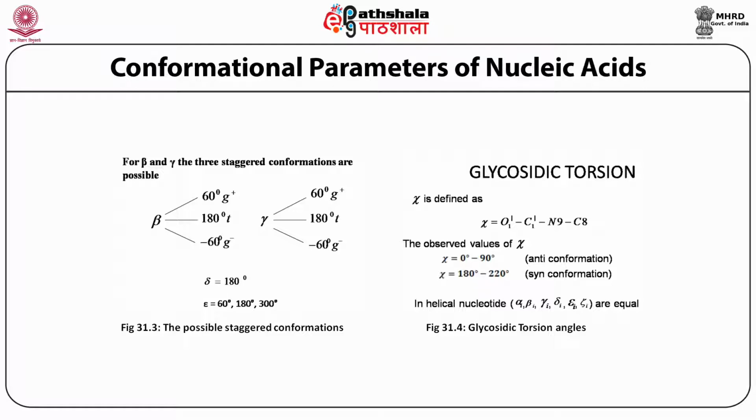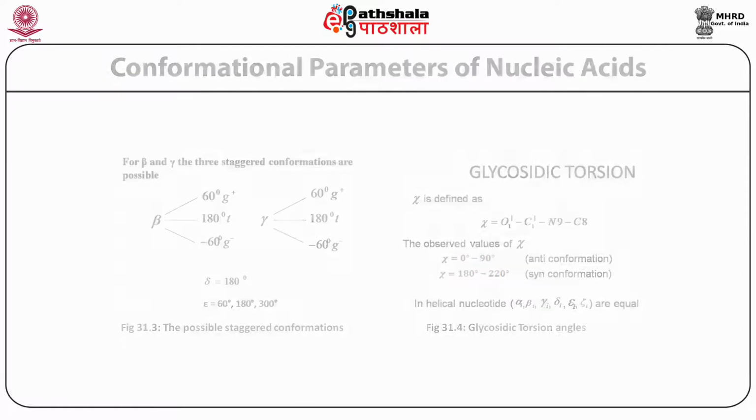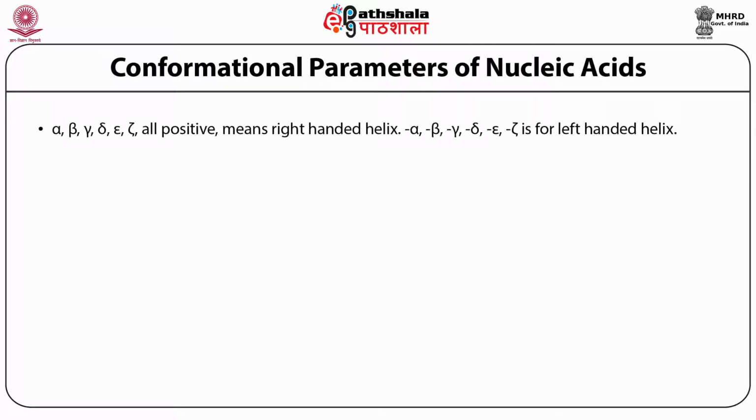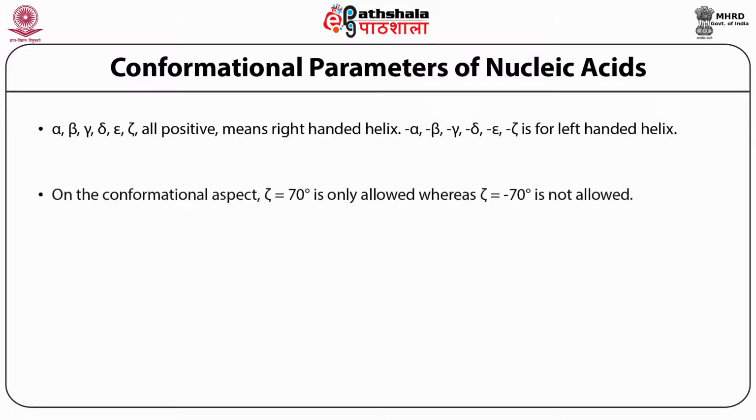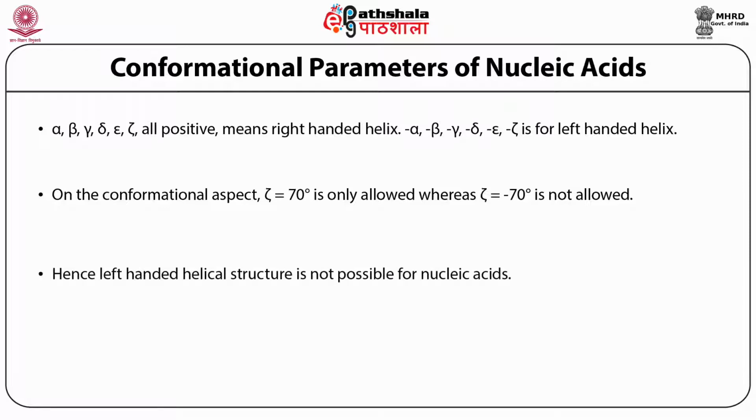In a helical nucleotide, these values are equal: alpha, beta, gamma, delta, epsilon and zeta. If alpha, beta, gamma, delta, epsilon and zeta are all positive, it means a right-handed helix. If they are minus alpha, minus beta, minus gamma, minus delta, minus epsilon, minus zeta, then it denotes a left-handed helix. On the conformational aspect, zeta equal to 70 degrees is only allowed, whereas zeta equal to minus 70 degrees is not allowed. Hence, a left-handed helical structure is not possible for nucleic acids.